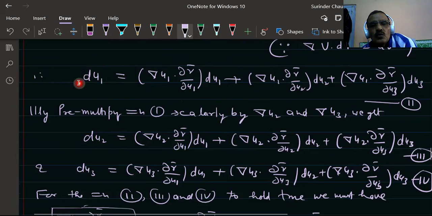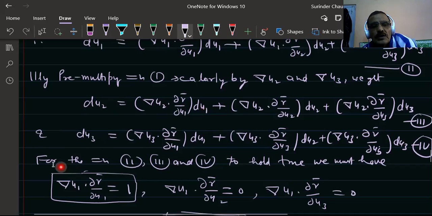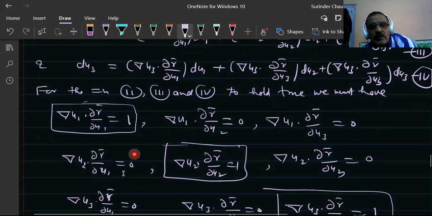So two expressions are equal if their corresponding coefficients are equal. From this equation, it holds true if this becomes equal to 1 and this equal to 0 and this equal to 0. Similarly, in the second equation, this becomes 0, this becomes 1, and this is 0. So we get these 9 equations.